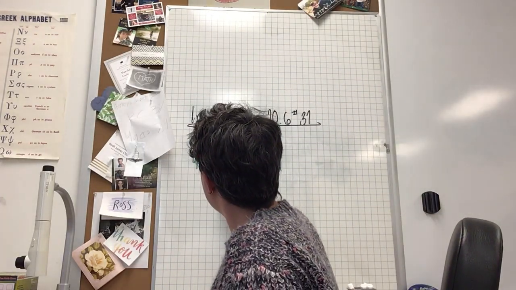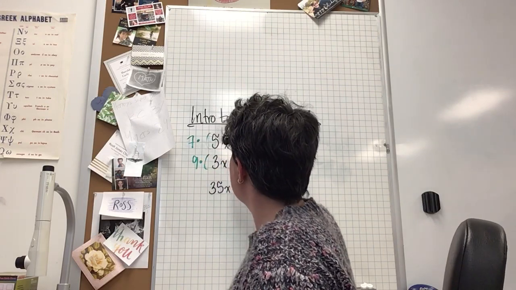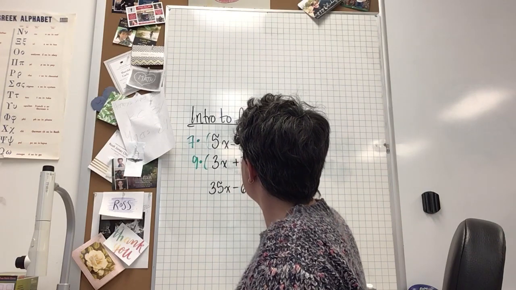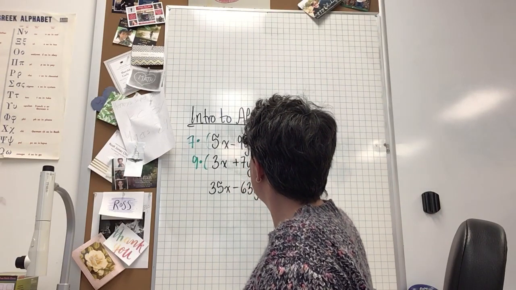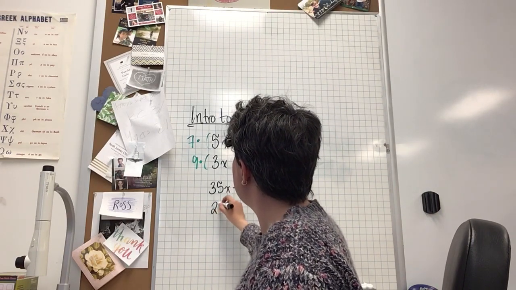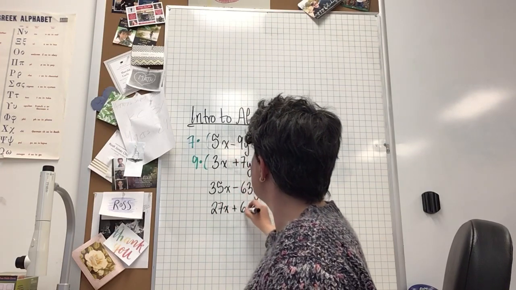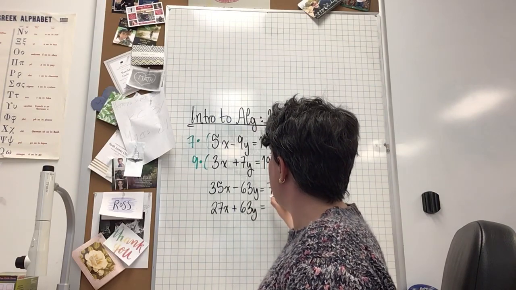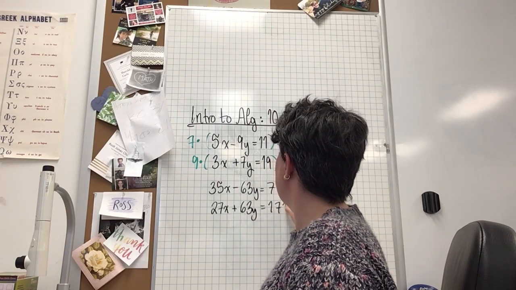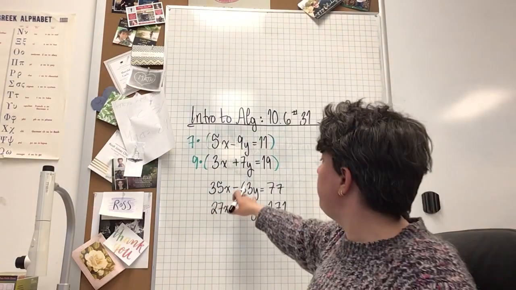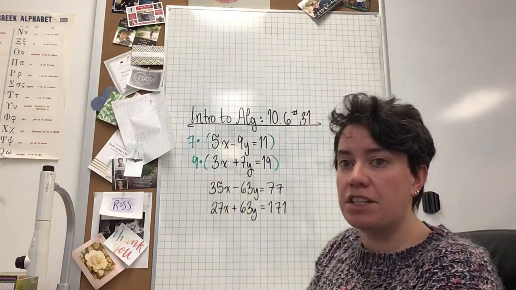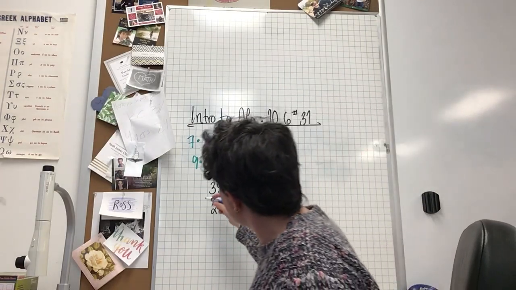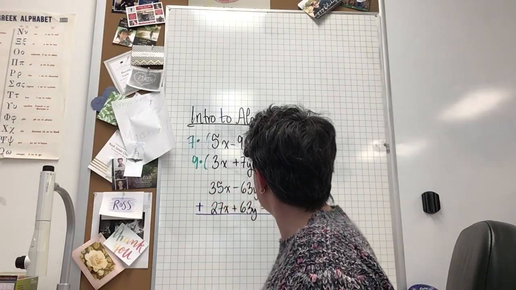So then I get 35x for the multiplying by 7, minus 63y is equal to 77. My second equation becomes 27x plus 63y is equal to 180 minus 9, 171. So now we have positive 63y, negative 63y. So those are ready to be canceled out. So I can just add my equations together.